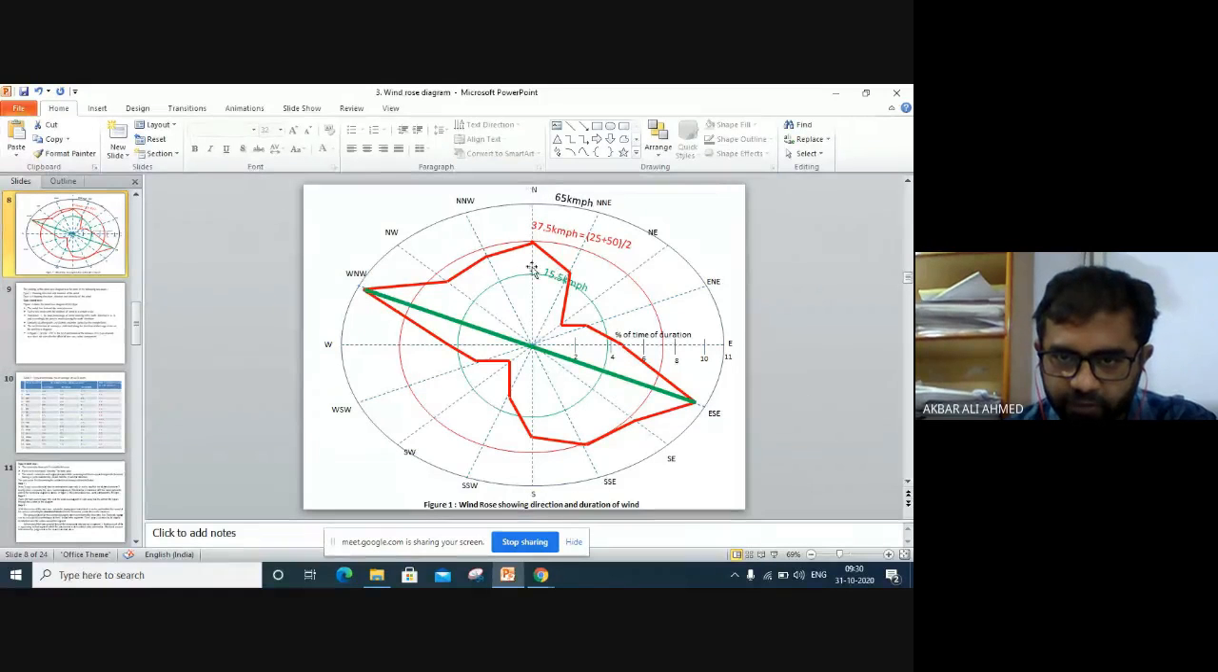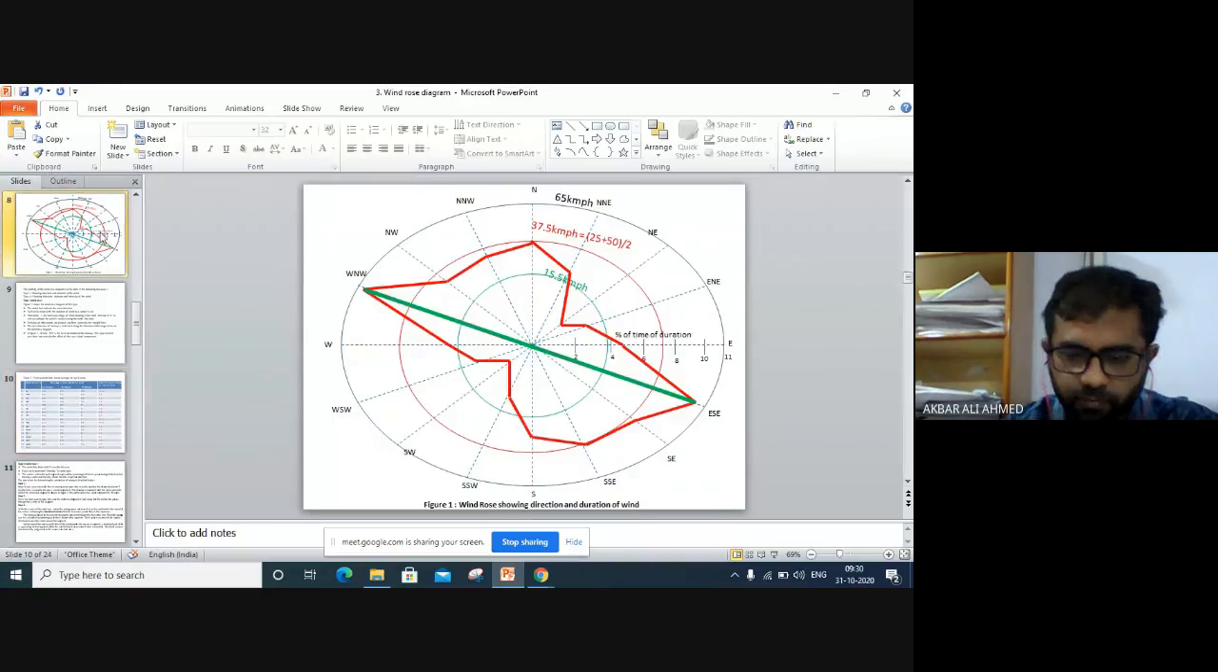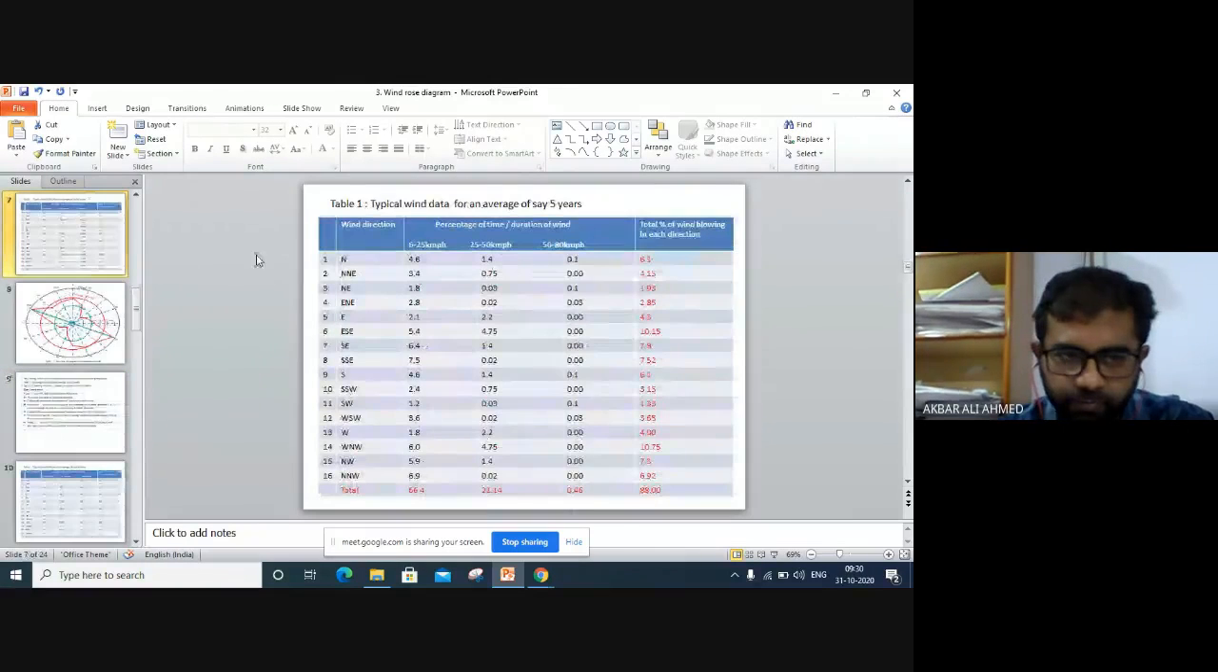After marking, you just draw radial lines. What do these radial lines indicate? These radial lines will indicate the direction of wind. After drawing these radial lines and circles, you go back to this table and see north. At north, how much are you getting? At north, you're getting 6.1.